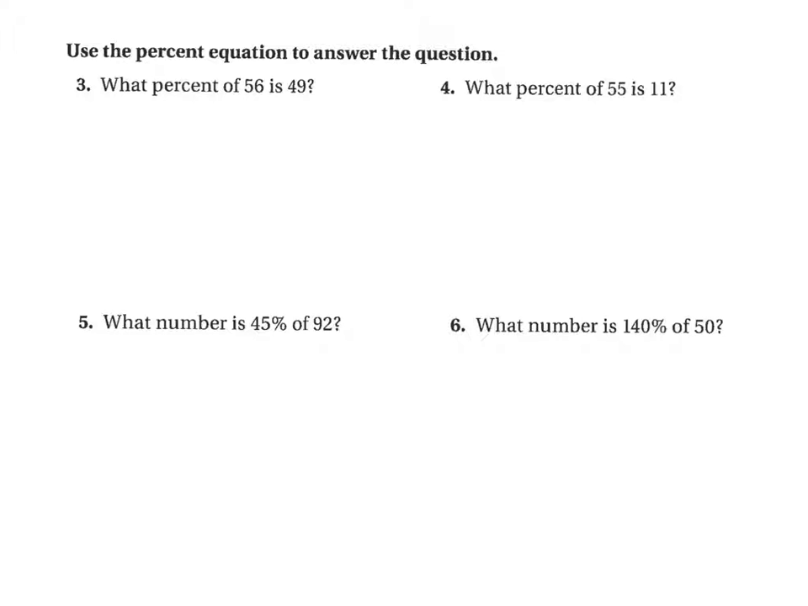Examples 3 and 4 here are pretty similar to that last problem, right? We're still going to use a equals p times b. So my part here is 49, and my whole is 56, because I'm looking for a percent of 56. So if I rewrite my equation, I have 49 equals 56, that's b times p. We don't know what the percent is.